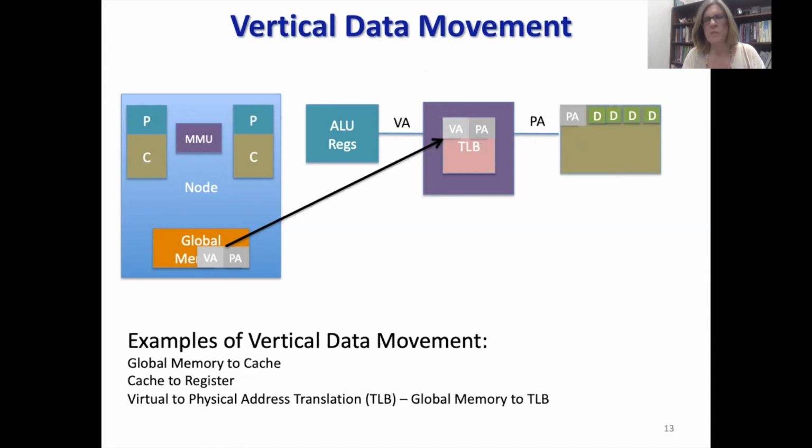The memory management unit contains a small cache of the virtual to physical mappings called a translation look-aside buffer, or TLB. So another form of vertical data movement arises when TLB capacity is exceeded. And this translation needs to consult the page table for this process, perhaps located in global memory, as in this case.